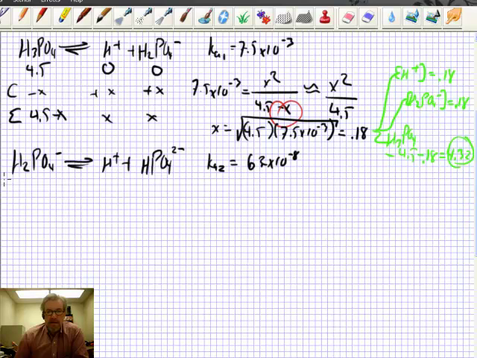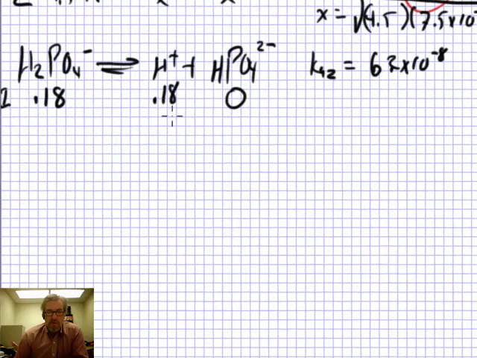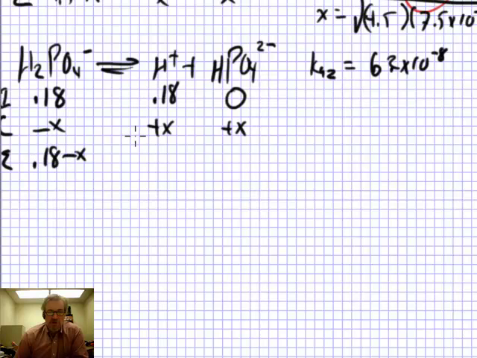Initially, well, we know what the H2PO4 concentration was. It's 0.18. We also know that H plus isn't 0 now because we already have some from the first dissociation. In fact, we have 0.18. But we don't have any HPO4 2 minus yet. The change is 1 to 1, so minus x, plus x, plus x. At equilibrium then, we have 0.18 minus x for the H2PO4. We have 0.18 plus x for the H plus ions, and x for the HPO4 2 minus.